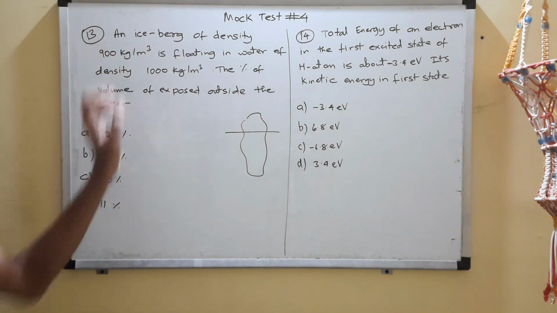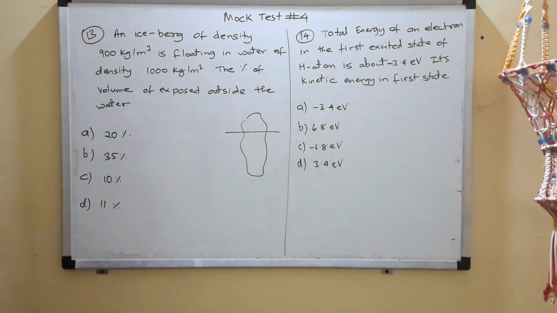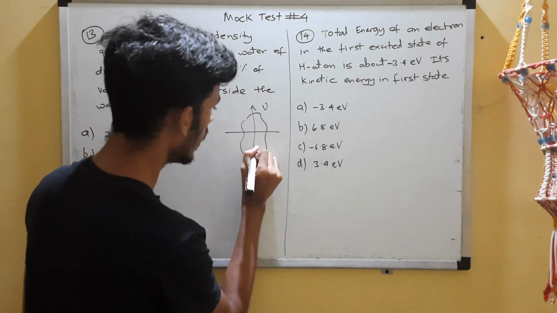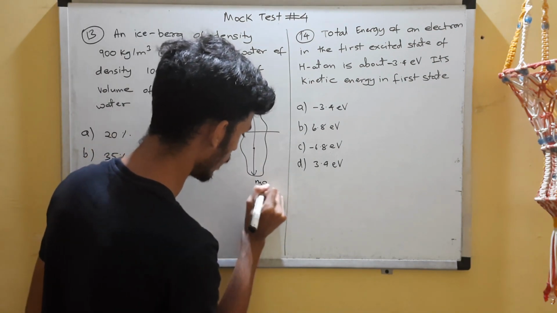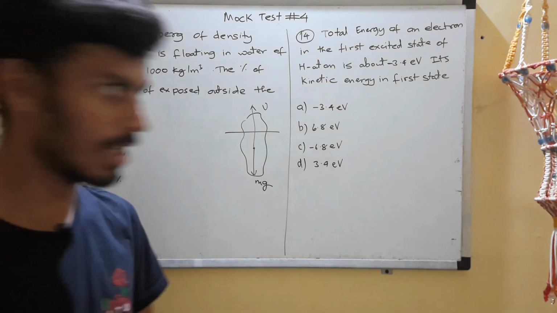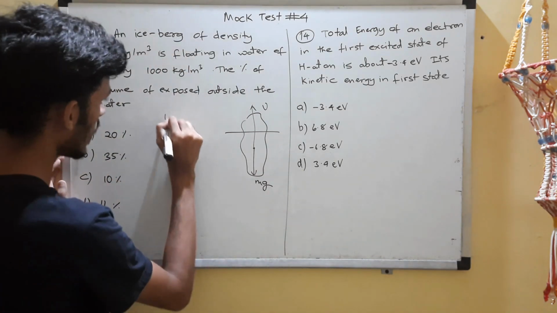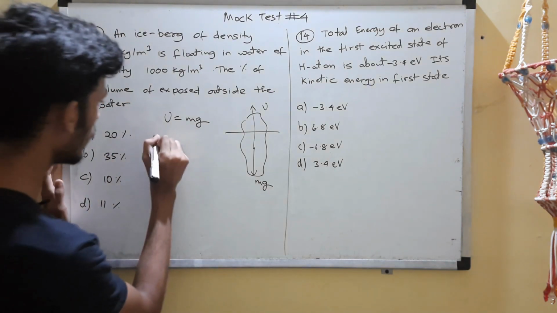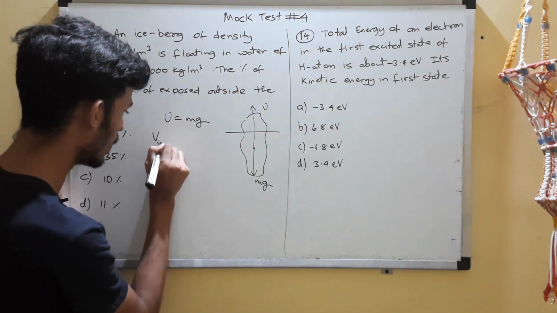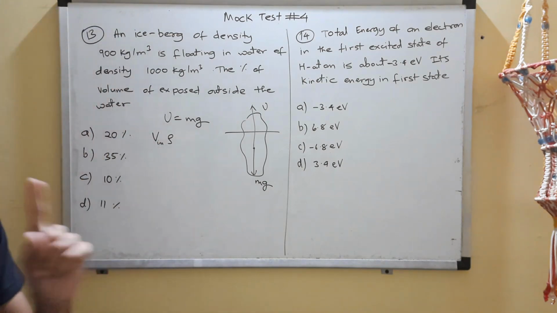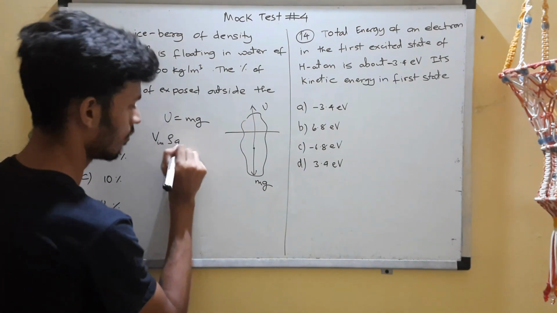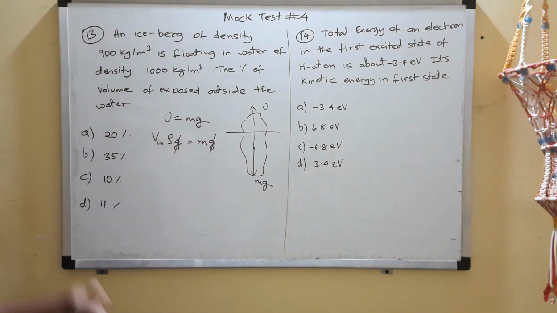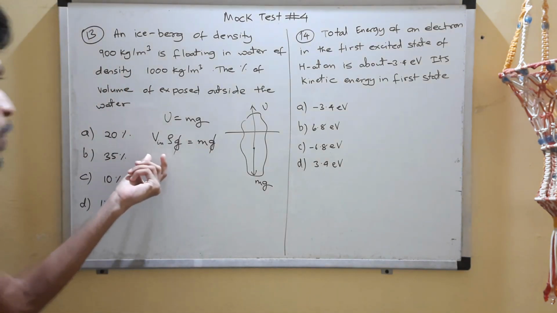Now you can see that the iceberg is floating, right? So the upthrust which is provided by the liquid, the water, is balancing its force mg. That's why your iceberg is floating. So upthrust equals mg. That is what we are supposed to use, and upthrust is also given as V rho g, where V is the volume immersed, rho is the density of the liquid, and g is acceleration due to gravity, and this is equal to mg. So g and g will get cancelled, and you can find the volume immersed.